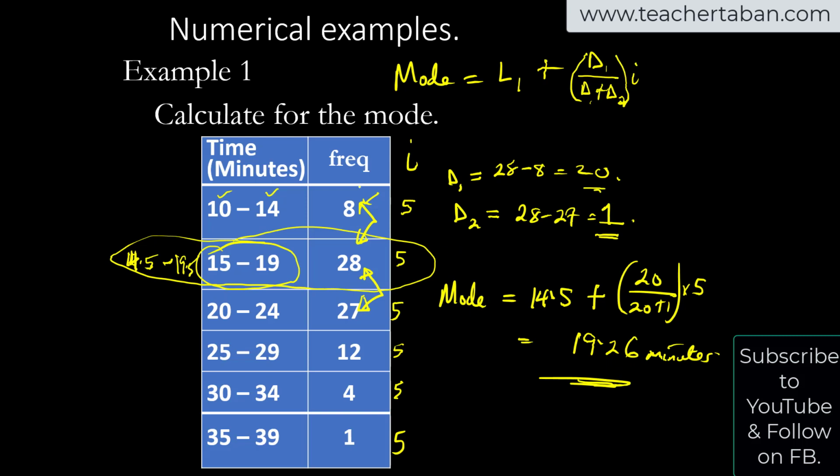Now this is when we have equal class width. That is when we determine the modal class using the highest frequency. How about if it is for the unequal class width? What do we do? But before we go to that, let's first look at how to get the mode using the histogram. We looked at this before.